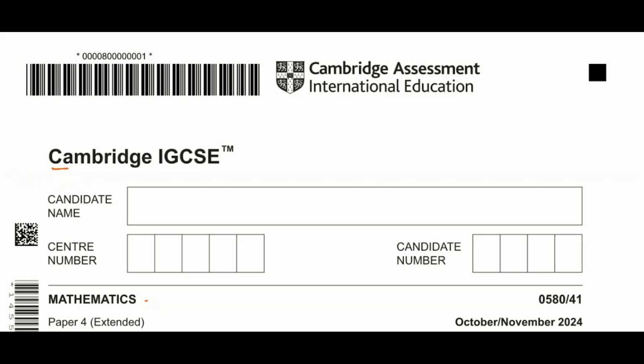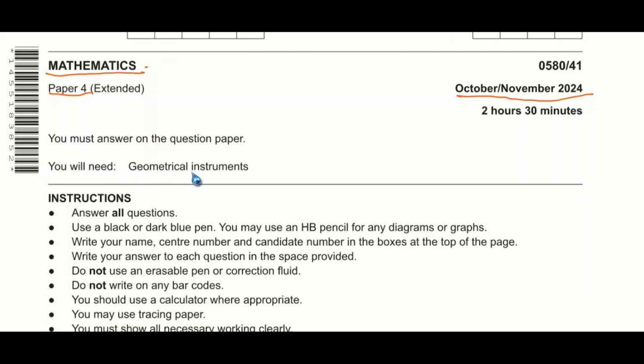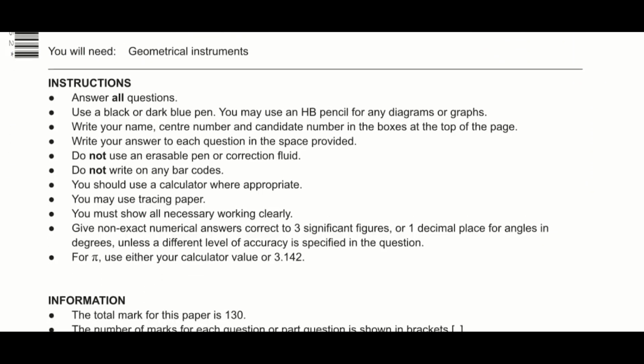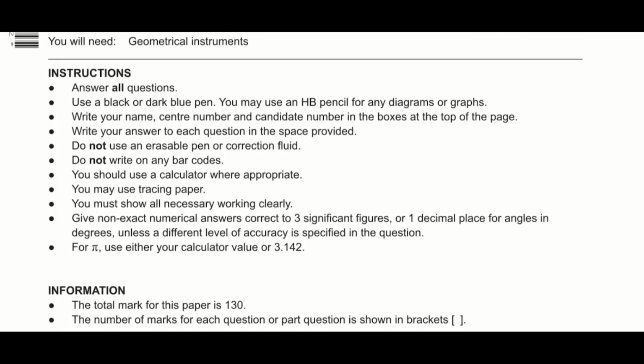This is the Cambridge IGCSE Mathematics Paper 4, written in October-November 2024. There are 10 questions in this paper. Let's jump into the first question.